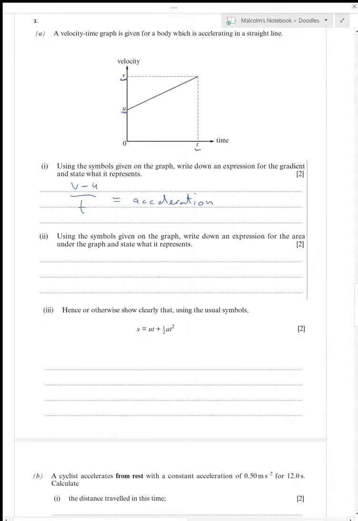Using these symbols given on the graph, write an expression for the area under the graph. So if we look at this graph, we can see it's a trapezium. The parallel sides are of size u and v, and the base is of size t. So area of a trapezium is just a half (u plus v), because that's the average of the two sides, multiplied by t, and that is equal to displacement.